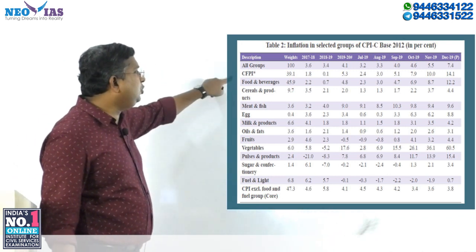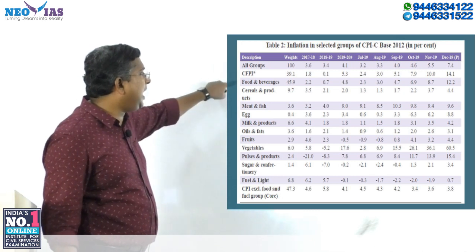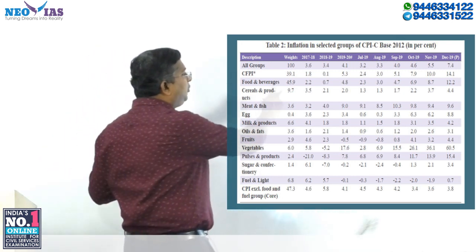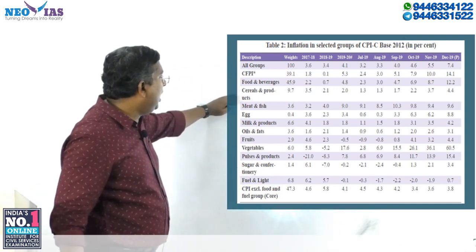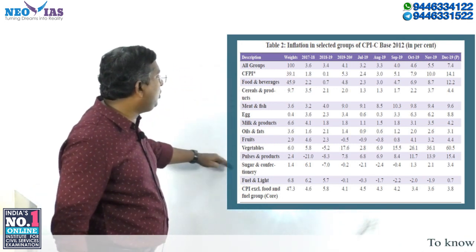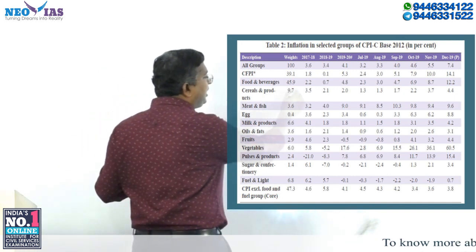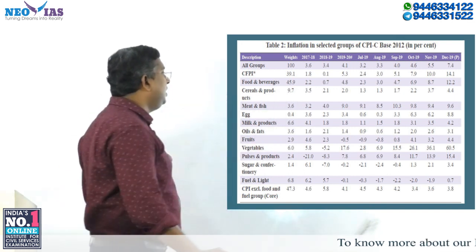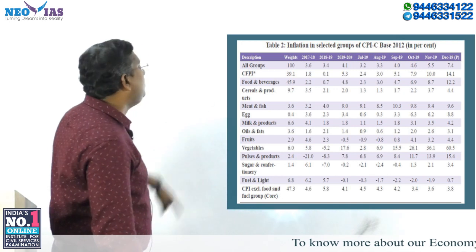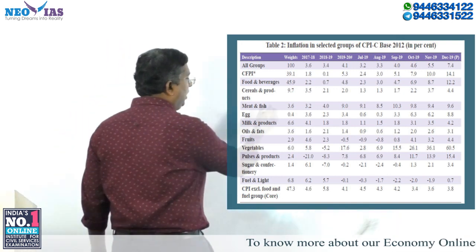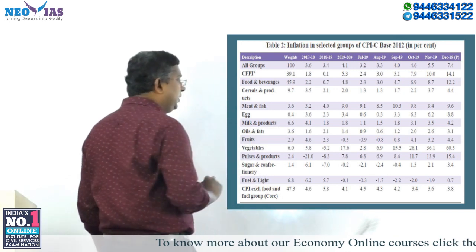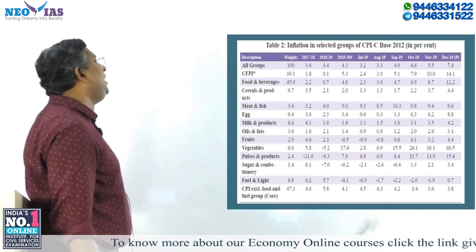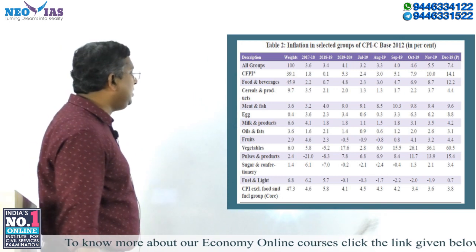But if beverages are also added, it will have a weightage of 45.9. Now, among the various food products, cereals and products have a higher weightage in the food items, 9.7%. Meat and fish have a weightage of 3.6%. Milk products have a weightage of 6.6%. Just for your idea, these are the weightages being given.